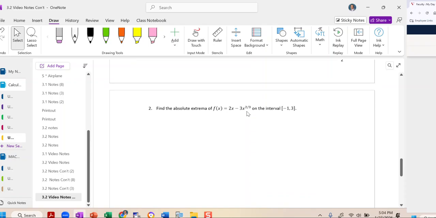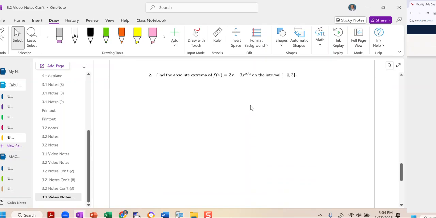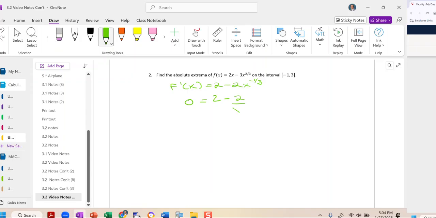All right, next question. Same thing. It says on the interval now from -1 to 3. So let's find the derivative. It's 2 minus 2/3 times 3, which is 2, x to the -1/3. Then we set this equal to 0, and move to the bottom to make it a positive exponent. That means one of the critical numbers is x equals 0, because that would make the function undefined.